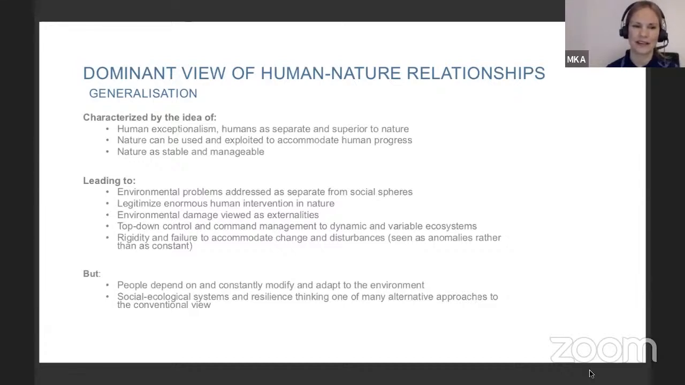And it's from this background, as a response to this dominant view and a wish to generalize new concepts that might be more appropriate for the time and age we live in, and to move to sustainability, that social ecological systems and resilience thinking has emerged. There are other alternative approaches that also challenge this conventional view, but here we will focus on social ecological systems. Next slide, please.